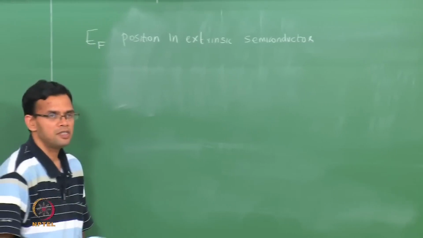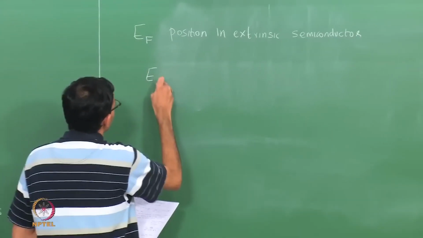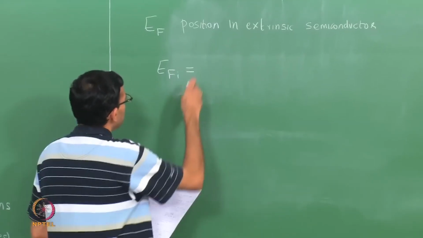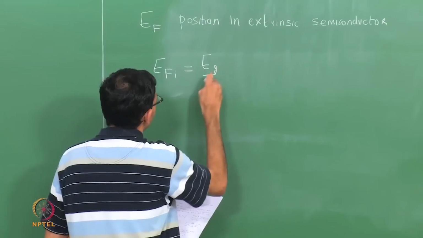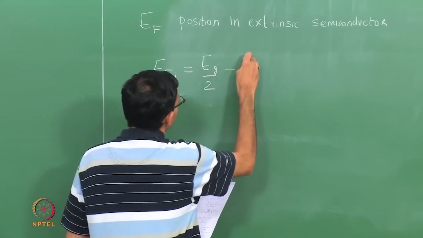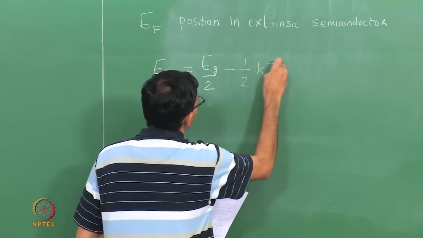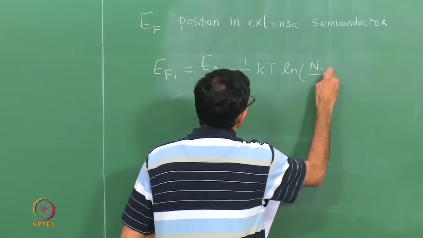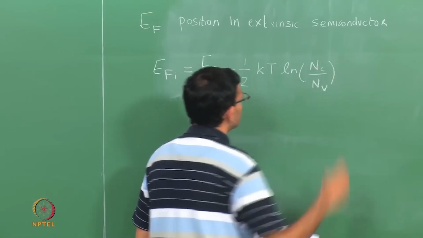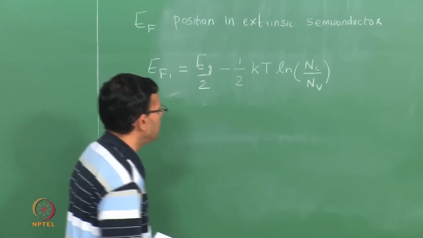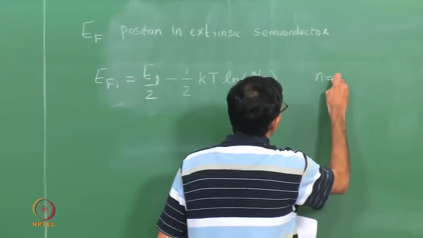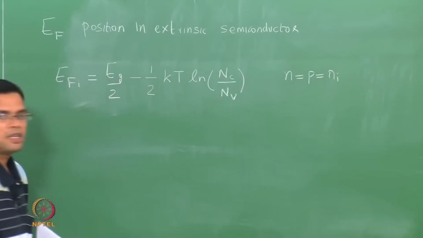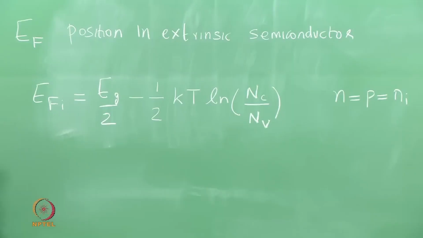In the case of an intrinsic semiconductor, we have electron and hole concentration to be nearly the same. So, we wrote an expression for the Fermi level position: Eg over 2, kT. This is for the case of an intrinsic semiconductor where n equal to p equal to ni, and we found out that EFI is very close to the center of the gap.